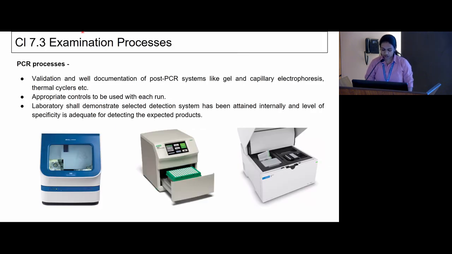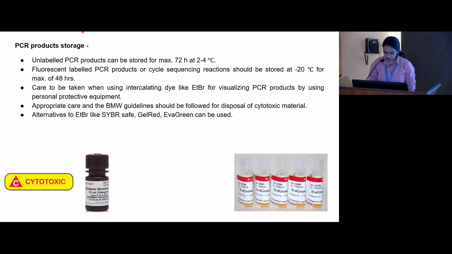The proper validation and documentation of the post-PCR systems like gel electrophoresis and capillary electrophoresis should be done properly and maintained. It should also be available for review. Also, appropriate controls are to be used for each run. The laboratory shall demonstrate that the selected instrument has attained internally the level of specificity adequate for detecting the expected products.